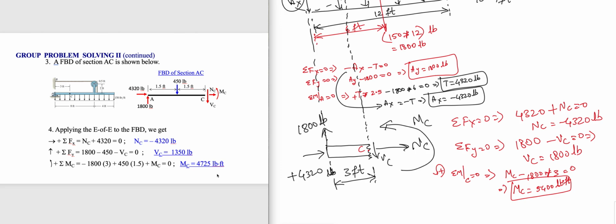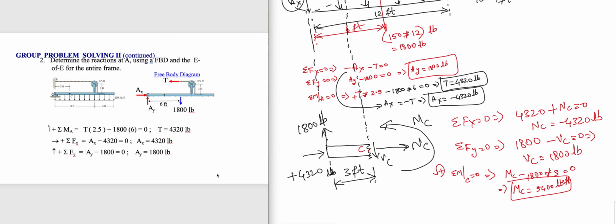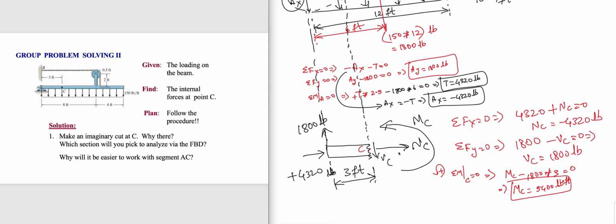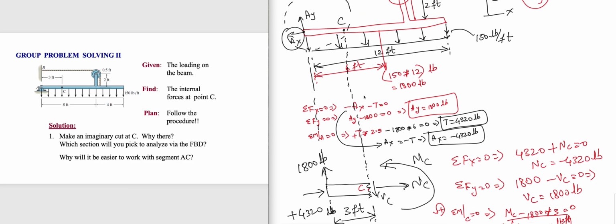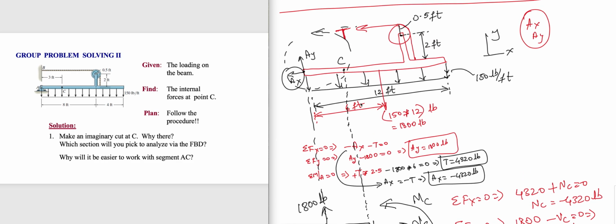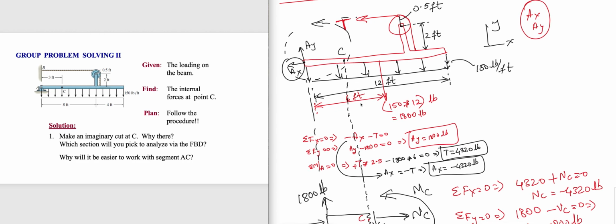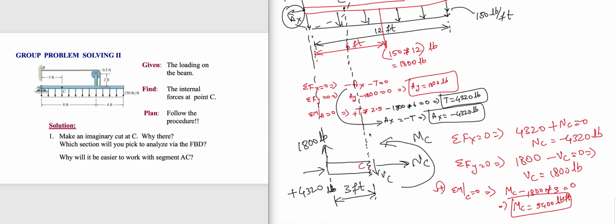Oh, we got some wrong answers. We got something wrong. Vc is 1350. Oh, we did something wrong here. I'm sorry, I got carried away too. So when you make a cut, this is important. That's the whole point I wanted to present this problem. Engineers, when we make a cut at C, we drew Vc and Mc, that is correct.